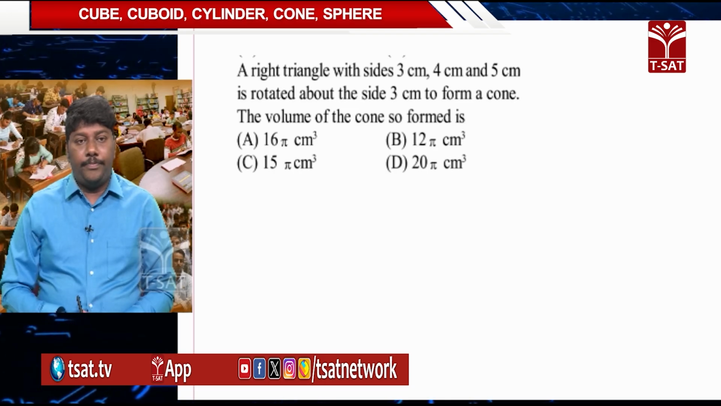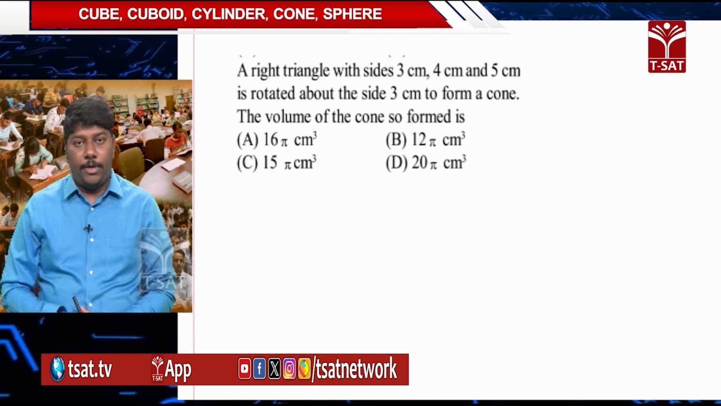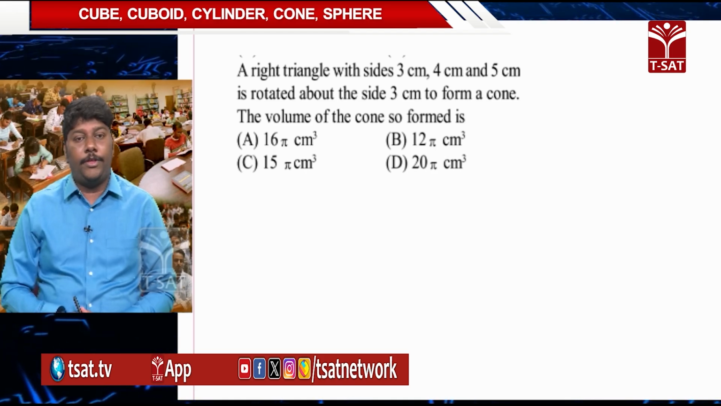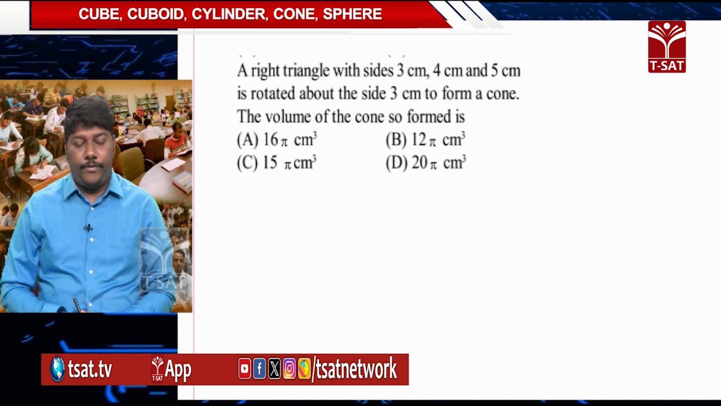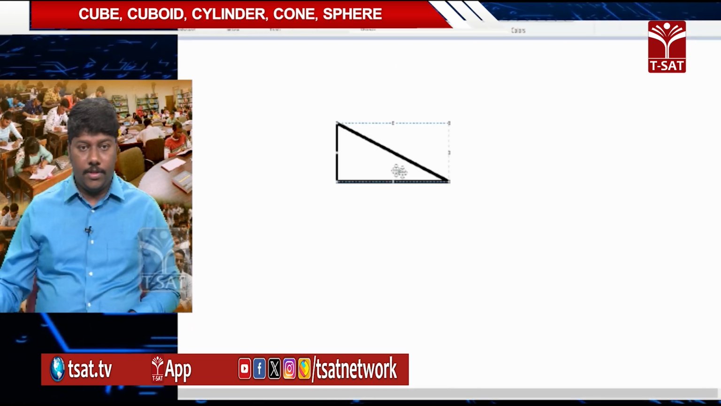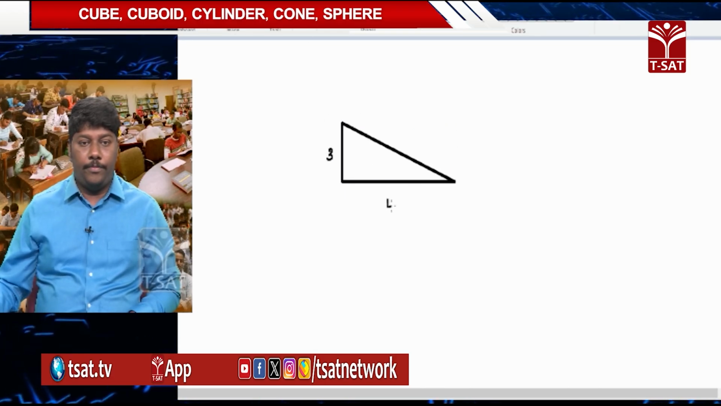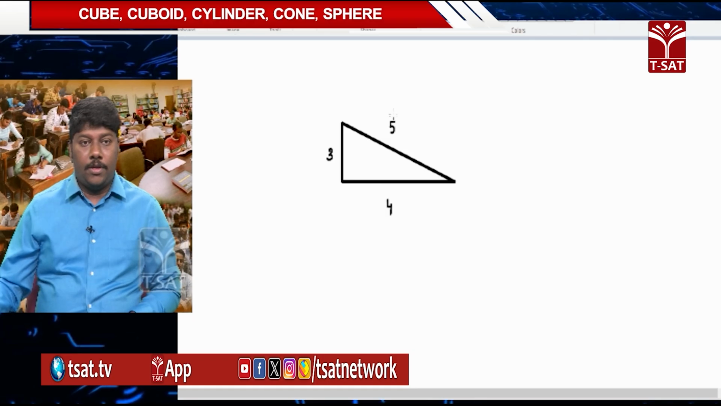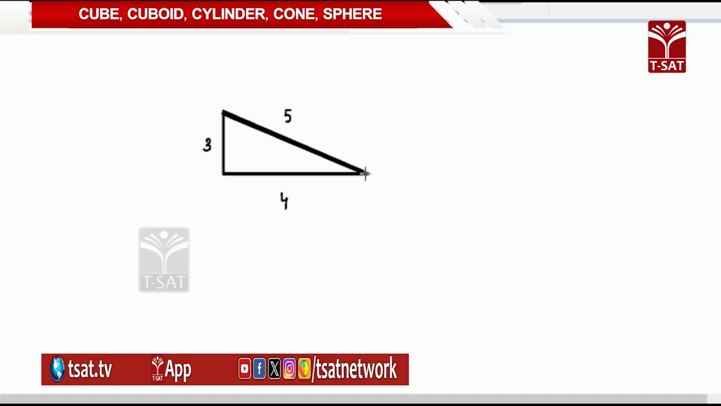The right triangle with sides 3, 4, 5 centimeter is rotated about a side 3 centimeter to form a cone. You are rotating a right angle triangle about the side 3 centimeters to form a cone. The volume of the cone so formed is, the sides are 3, 4, 5. If you rotate it, just take a line like this. You are rotating it about side 3.